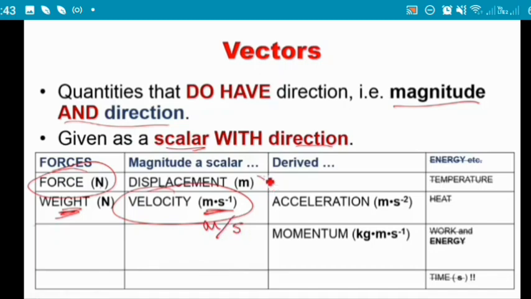There's a funny thing here called displacement, which looks very like a distance, except that it's a distance with a direction. So it's got units of meters, just like distance, but it also has a direction. Other quantities are acceleration and momentum, we'll talk about these things later. And just remember that all of these things down here are crossed out because energy, temperature, heat, work, time, etc., none of those have directions.